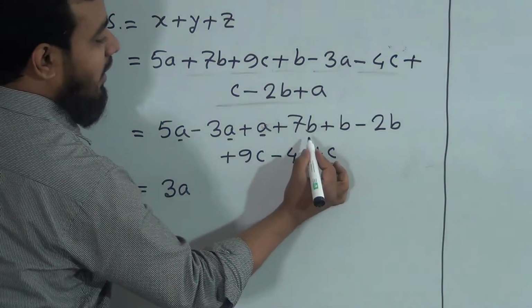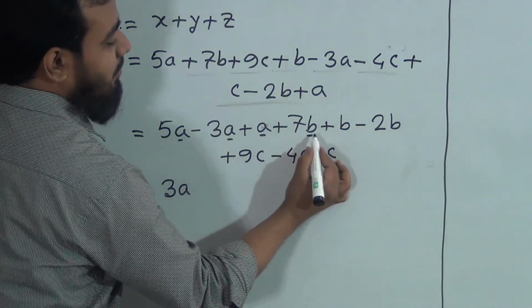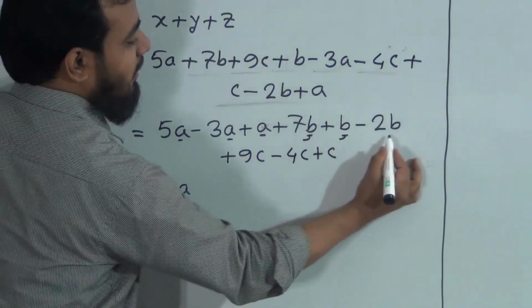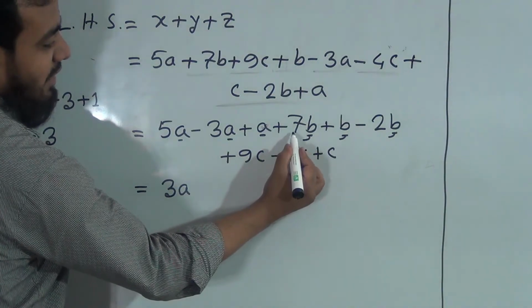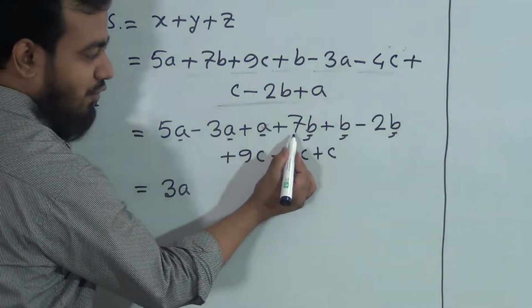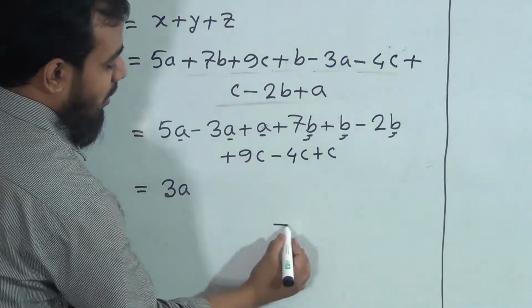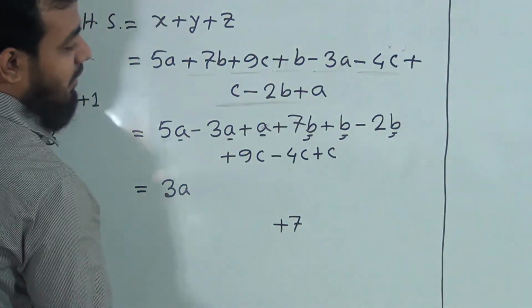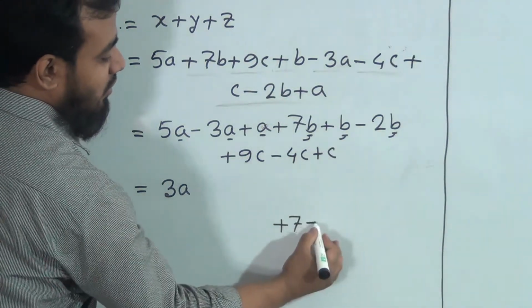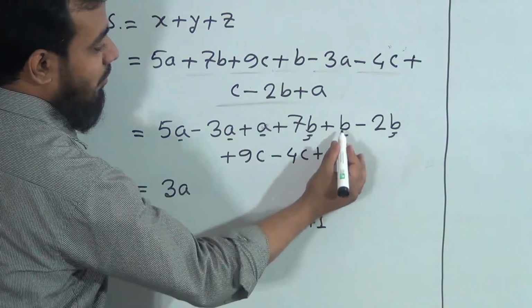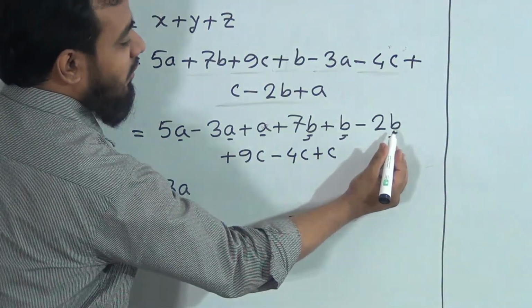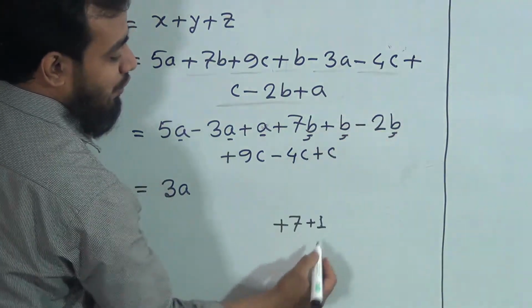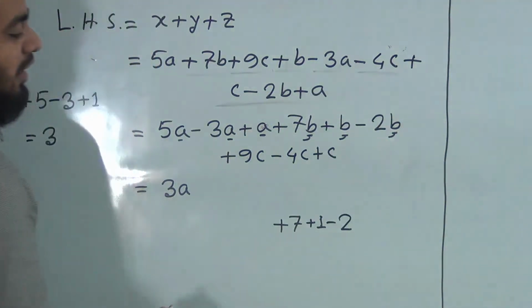Now we should add the terms of b. This b and this b are the similar terms. Now we have the numerals. It is plus 7, because plus 7 is the coefficient of b. That is why the first numeral will be plus 7. The second numeral will be plus 1 because this b has 1 as coefficient, and the last term of b, that is this b, has minus 2 as coefficient. So minus 2 will be our last numeral.